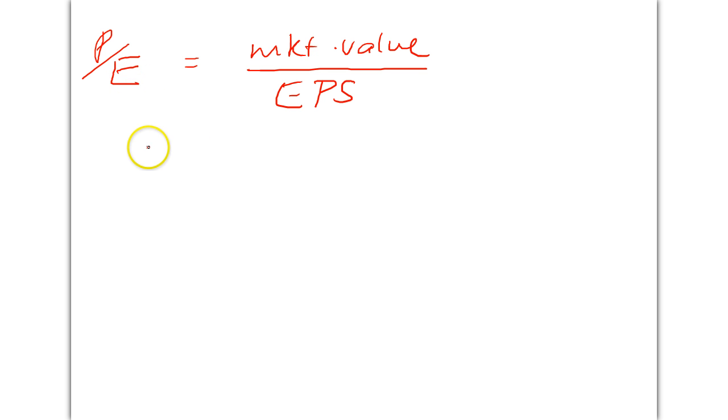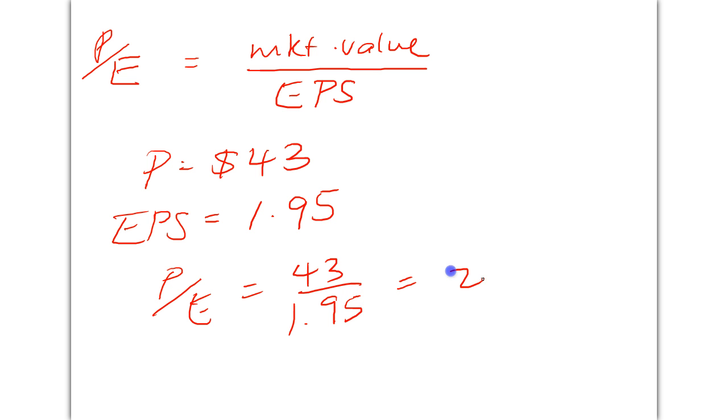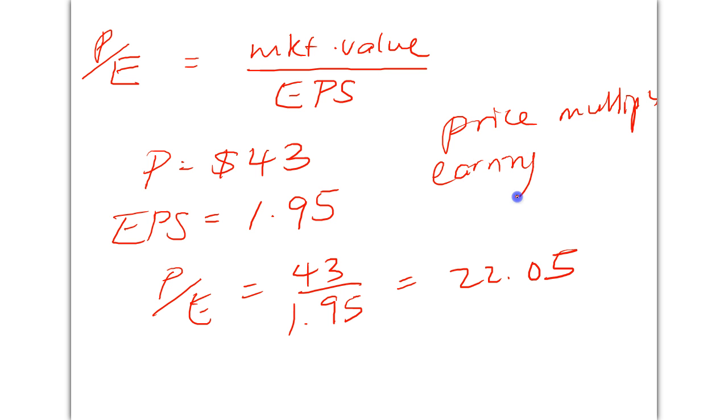Say the current stock price of a company is $43, and earnings per share is $1.95. The PE ratio would simply be 43 divided by 1.95, which is 22.05. The PE ratio is also known as the price multiple, or the earnings multiple.